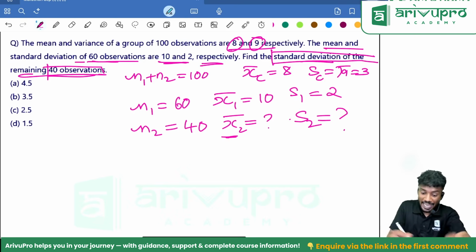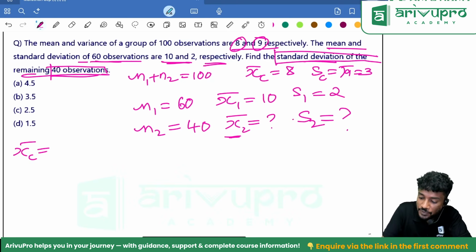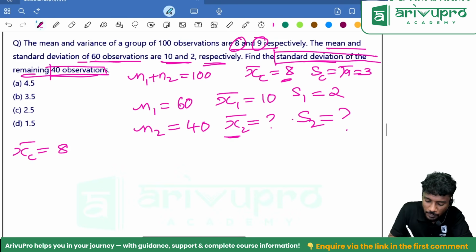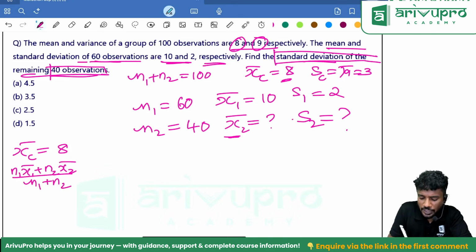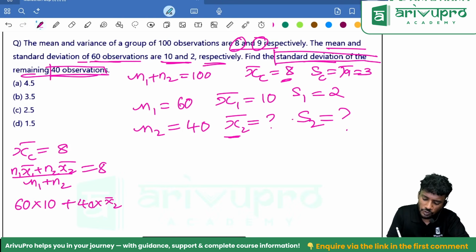Yes. We have combined mean, which is equal to how much now? 8. So use the formula over here. N1 X1 bar plus N2 X2 bar divided by N1 plus N2 is equal to how much? 8. So N1 X1 bar can be written as 60 into how much? 10. Correct? Plus N2 is 40 into X2 bar, divided by N1 plus N2, which is 100. Then it is equal to 8.